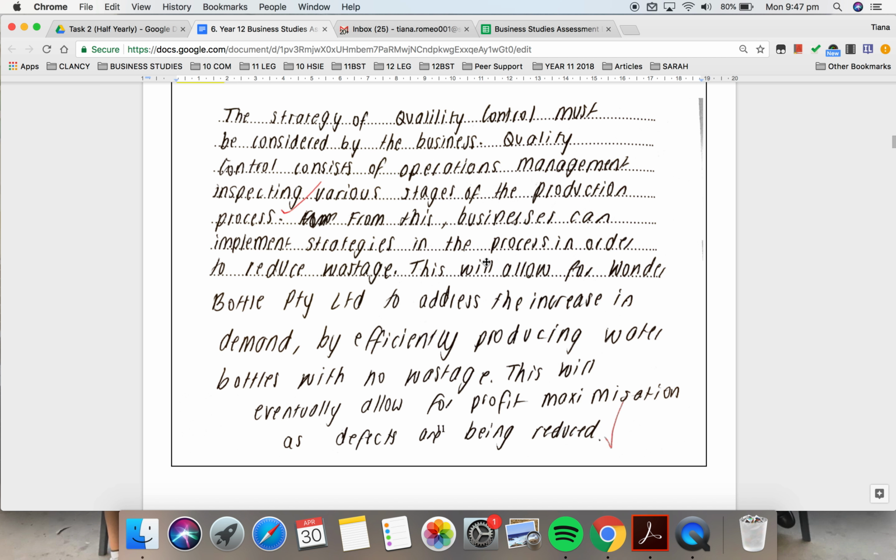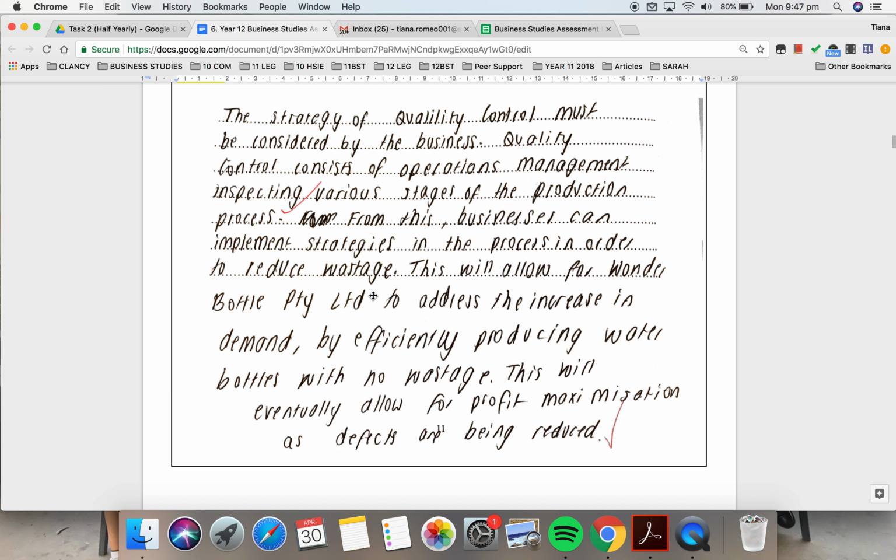The strategy of quality control must be considered by the business. So I already know, first sentence, they're referring to quality control as their strategy. Probably a fluff sentence, we don't need that sentence. Quality control consists of operations management inspecting various stages of the production process. Okay, I know how it works.